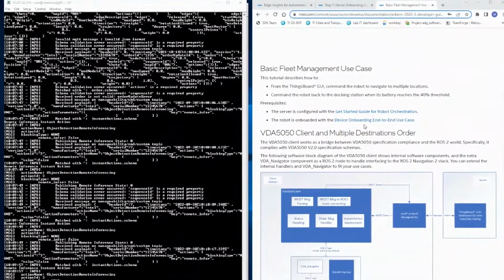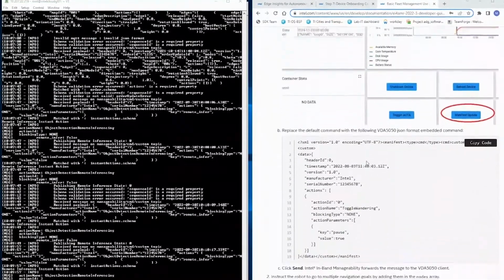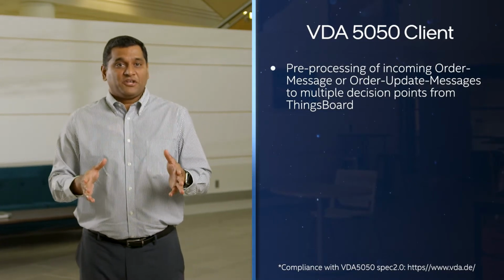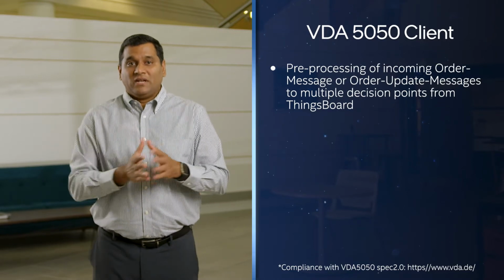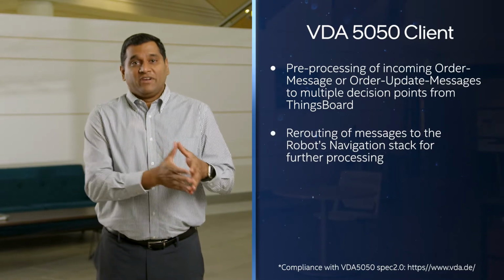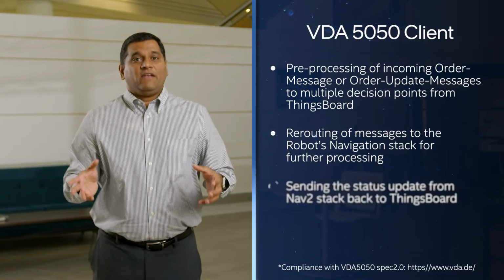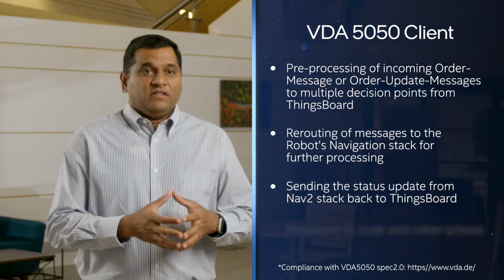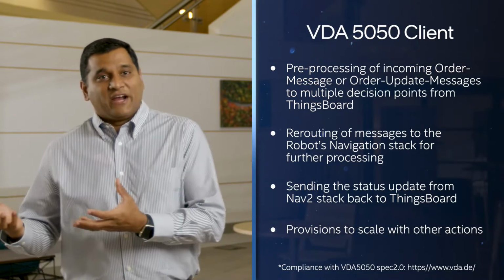Let's shift to the next feature, VDA 5050 client. This feature is designed to the VDA 5050 version 2.0 specification. We have used the VDA 5050 client capability in our reference implementation to demonstrate the pre-processing of incoming order message or order update messages to multiple decision points from ThingsBoard. Rerouting of those messages to the robot's navigation stack for further processing. And finally, sending the status update from the nav2 stack back to the ThingsBoard. This feature also has provision to scale with other actions to fit additional customer use cases.